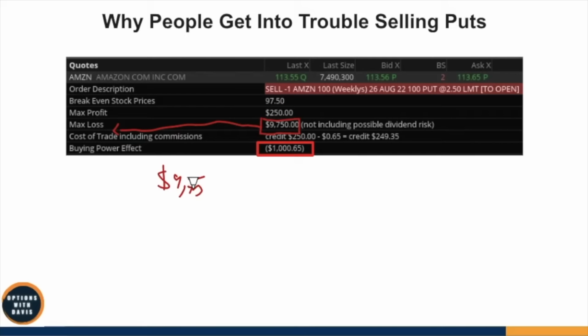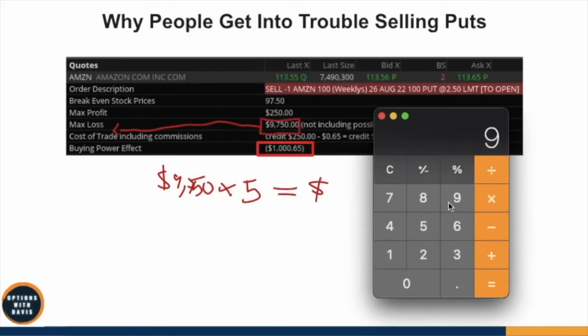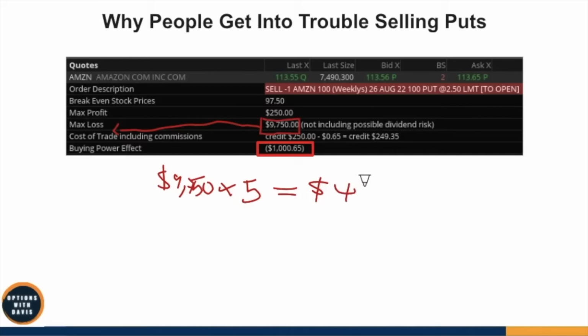$9,750 and you times 5 contracts, guess what is the risk? The risk is, let's just take out our trusty calculator here. So our total risk is 9,750 times 5 contracts, and the total risk is $48,750. And they only have $5,000 in their account. Their account size is only $5,000.